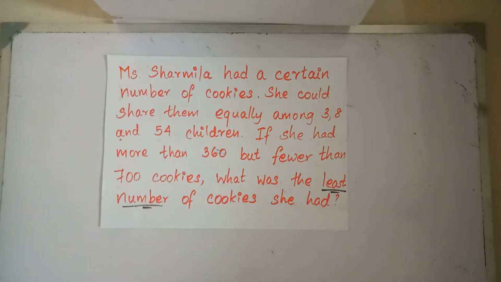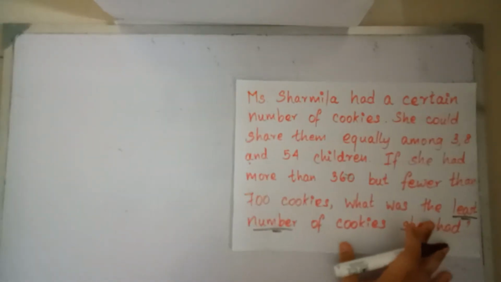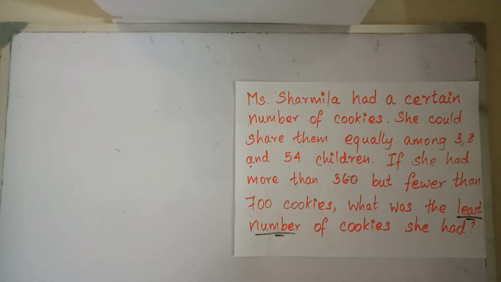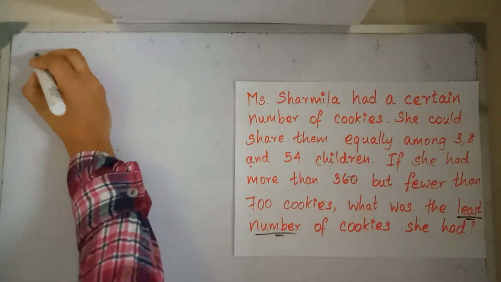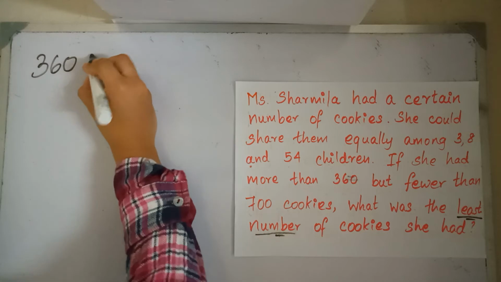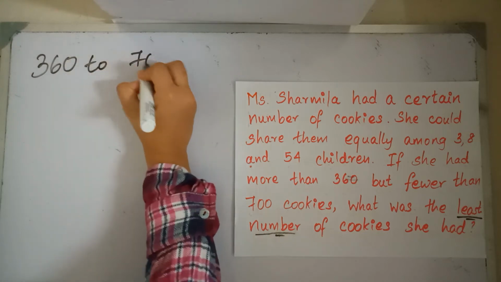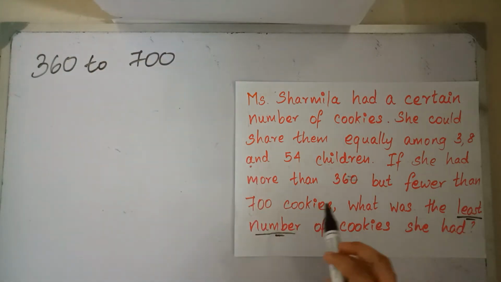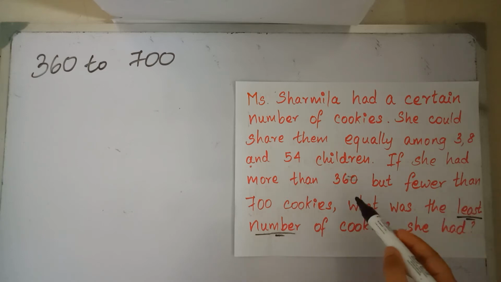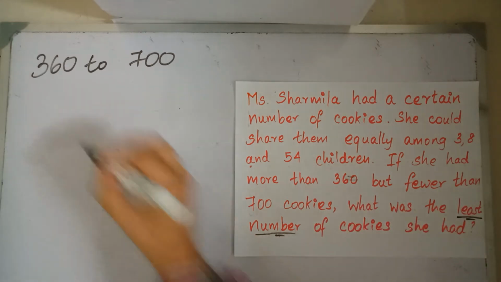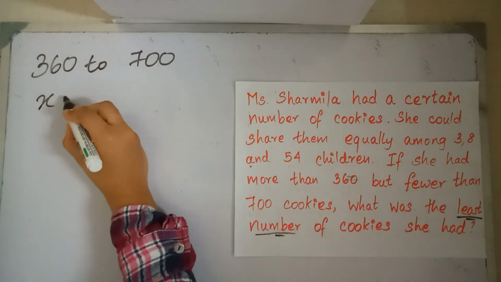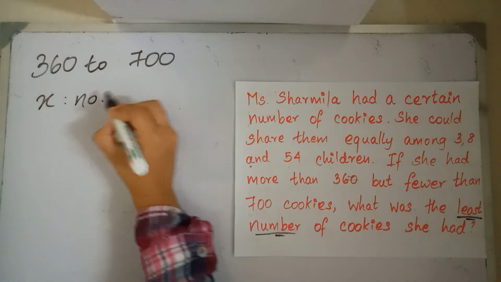Okay, so this problem is not a conceptual problem, but it just involves some logical thinking. So Sharmila has a certain number of cookies within the range of 360 to 700 because the problem states that it is more than 360 but fewer than 700. Now this number, let's have it as x. Let's have x as the number of sweets.